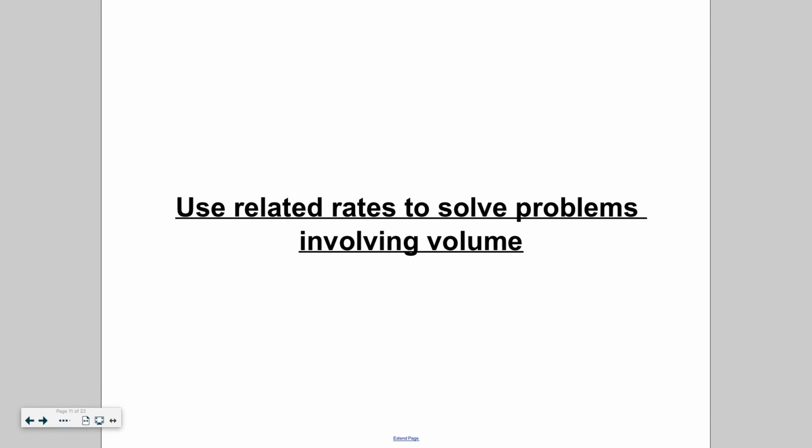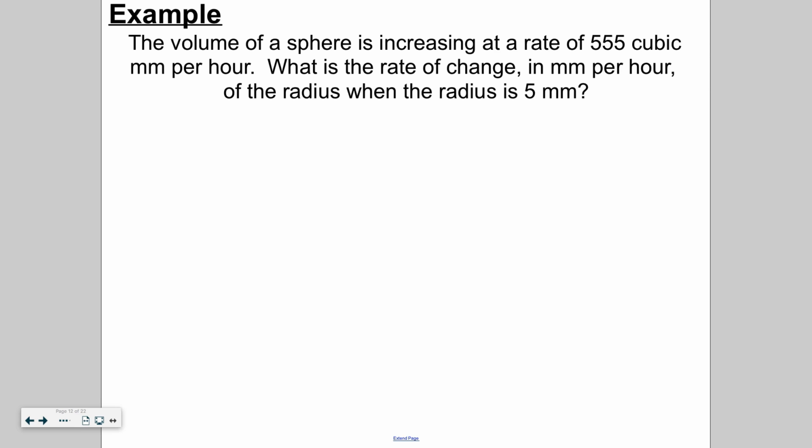All right, now we're going to look at using related rates to solve problems involving volume. So the last four examples we looked at were area. Now we're jumping into volume. So the volume of a sphere is increasing at a rate of 550 cubic millimeters per hour. What is the rate of change in millimeters per hour of the radius when the radius is 5 millimeters?